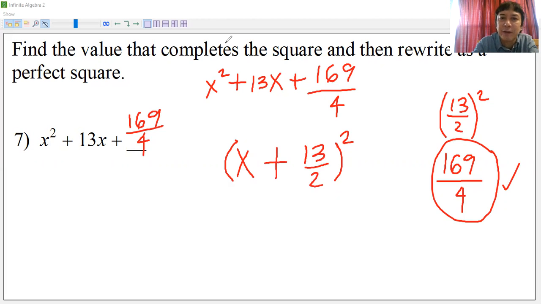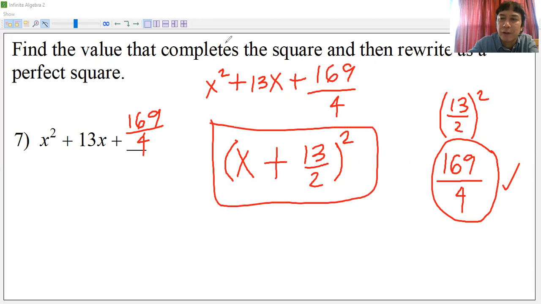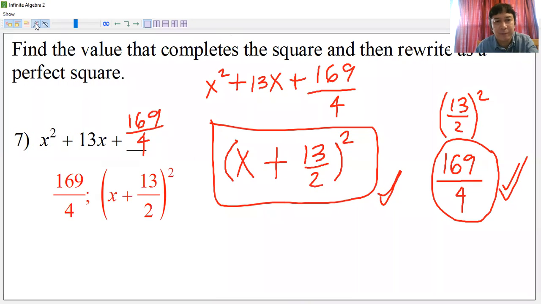Okay? So this is the answer, and this is the answer. So we have 2 required answers. And we shall see it over here. 169 over 4 and x plus 13 over 2 squared. It's over here, you can see it right here. Those are the answers, separated by the semicolon.